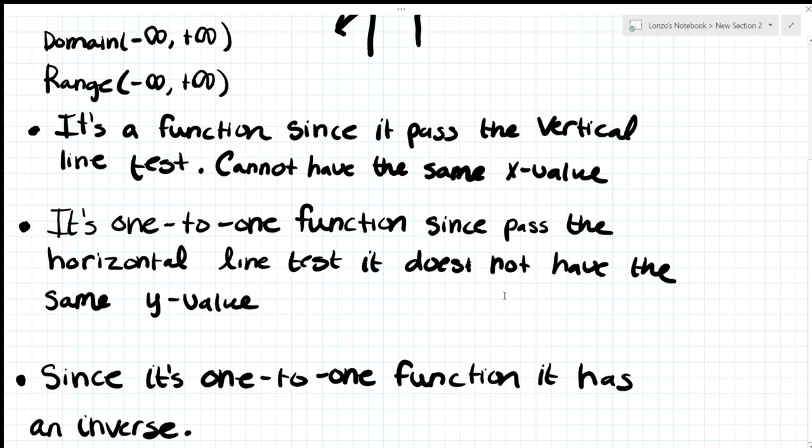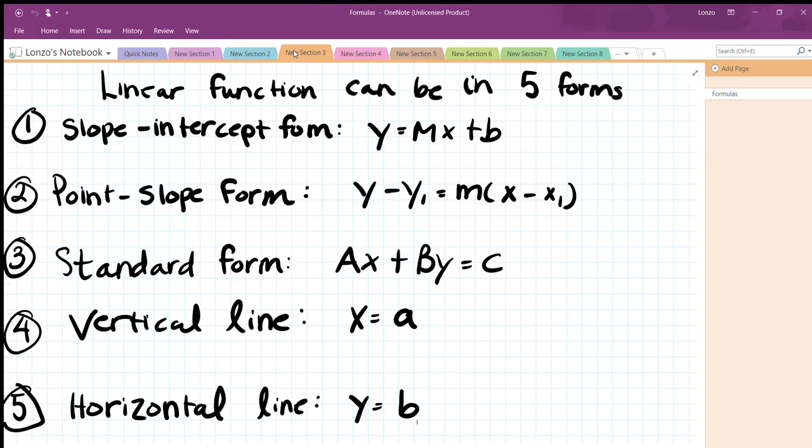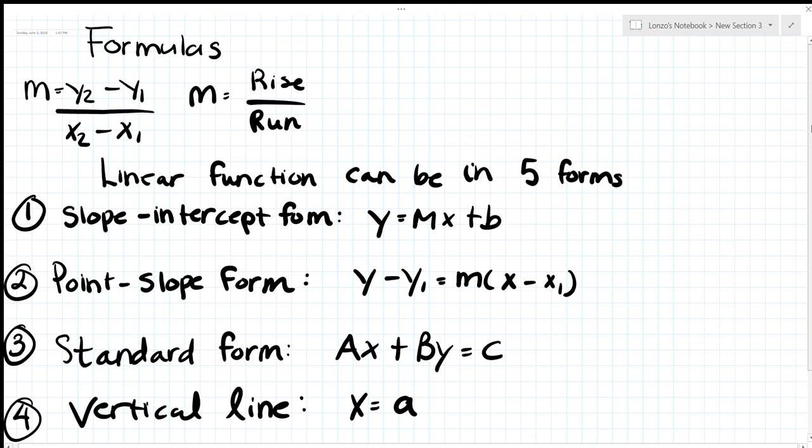Now let me go over some formulas of linear equations. You probably remember this. We know that slope is y2 minus y1 over x2 minus x1. We also know that slope can be the rise over the run.